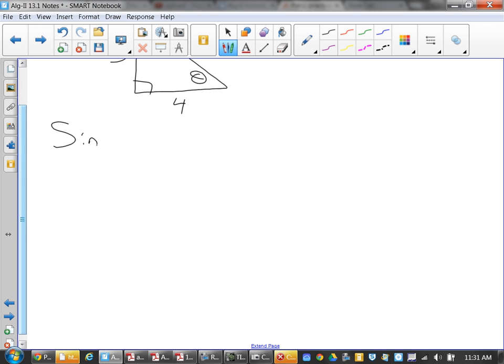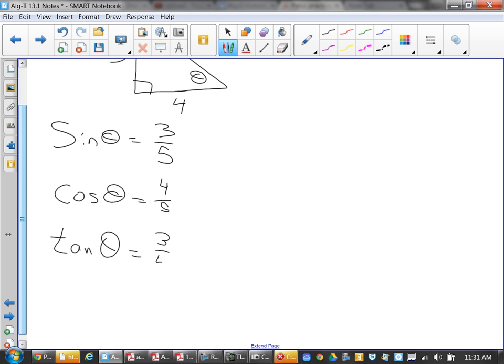So your sine of theta is your opposite over hypotenuse. Cosine of theta is adjacent over hypotenuse. Tangent of theta is your opposite over adjacent. When you go through your inverse ones, all you have to do is flip the fractions all the way through. Okay? I should have given you a root.